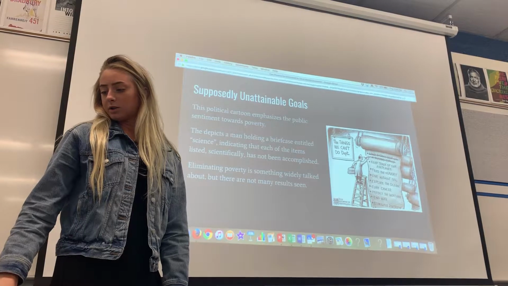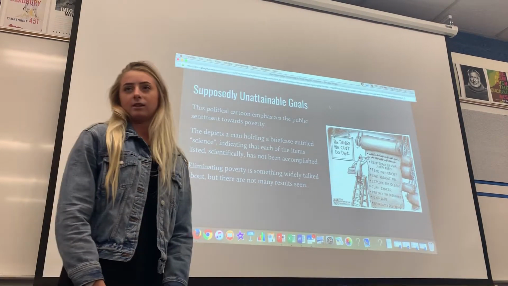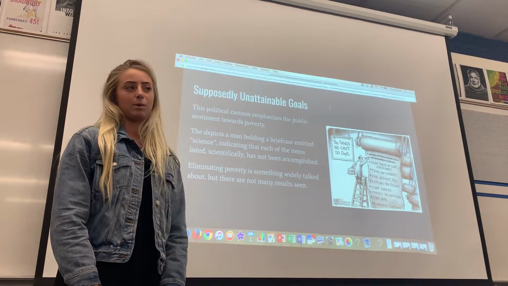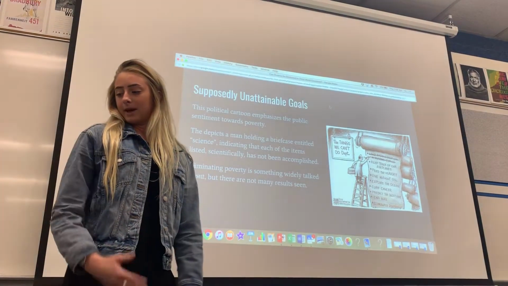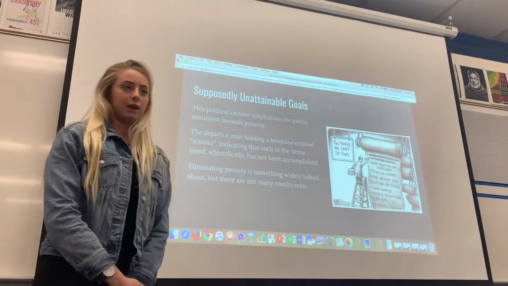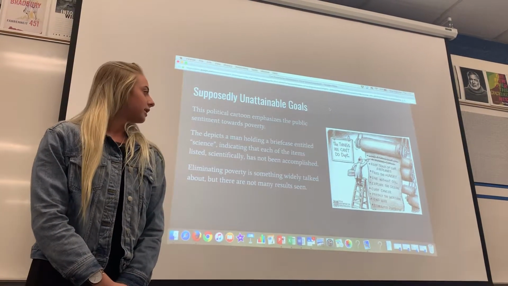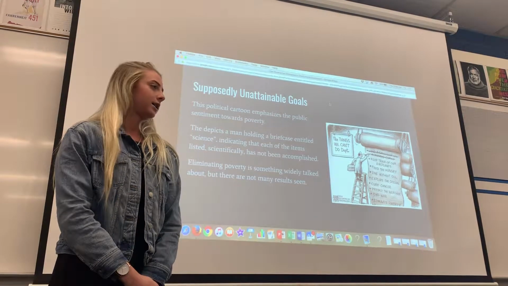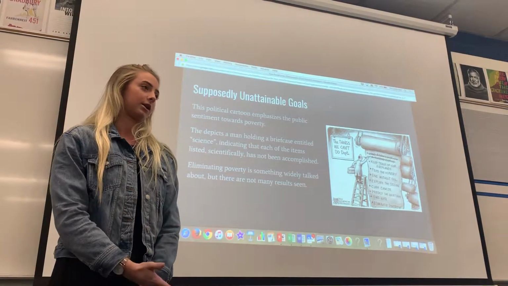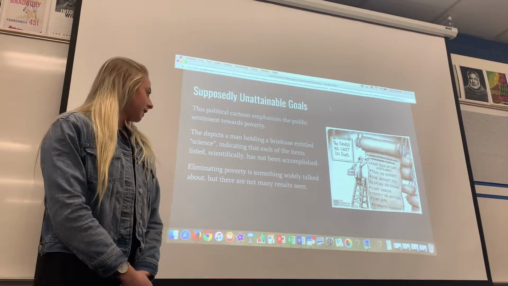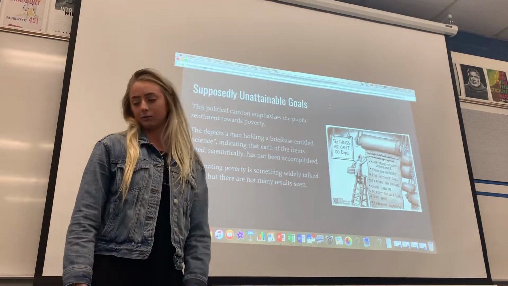So this political cartoon represents the public sentiment towards poverty and how people tend to think about it. The man depicted in this cartoon is holding a briefcase that is entitled Science, which indicates that each of the things listed is something that scientifically hasn't been accomplished. Eliminating poverty is one of these things. It is widely talked about, but results are rarely seen.